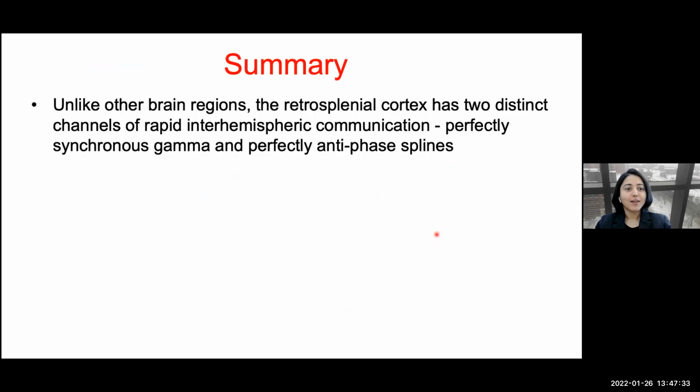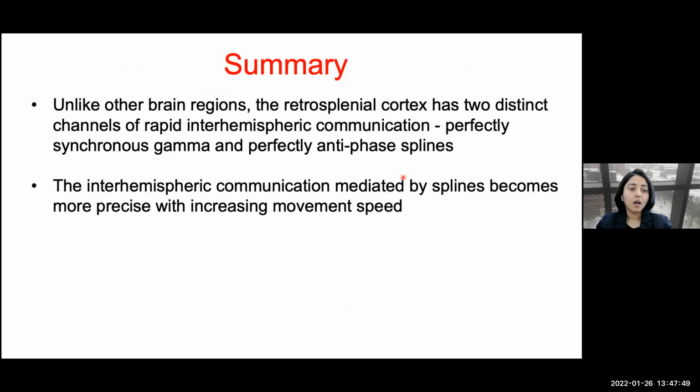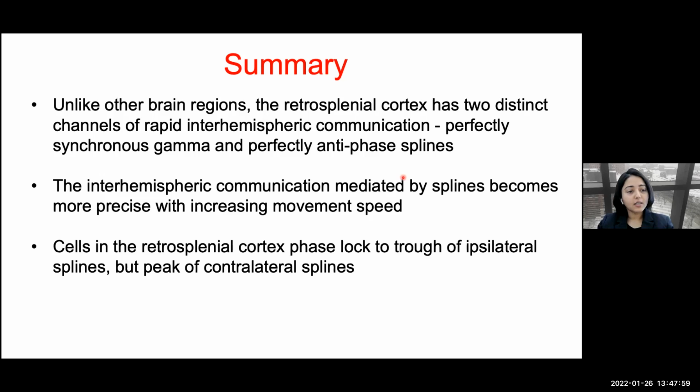So to summarize, I would like to say that unlike other brain regions, the retrosplenial cortex has two distinct channels of rapid interhemispheric communication: perfectly synchronous gamma and perfectly anti-phase splines. And this interhemispheric communication mediated by splines becomes more precise with increasing movement speed. And cells in the retrosplenial cortex phase lock to the trough of ipsilateral splines, but the peak of contralateral splines.